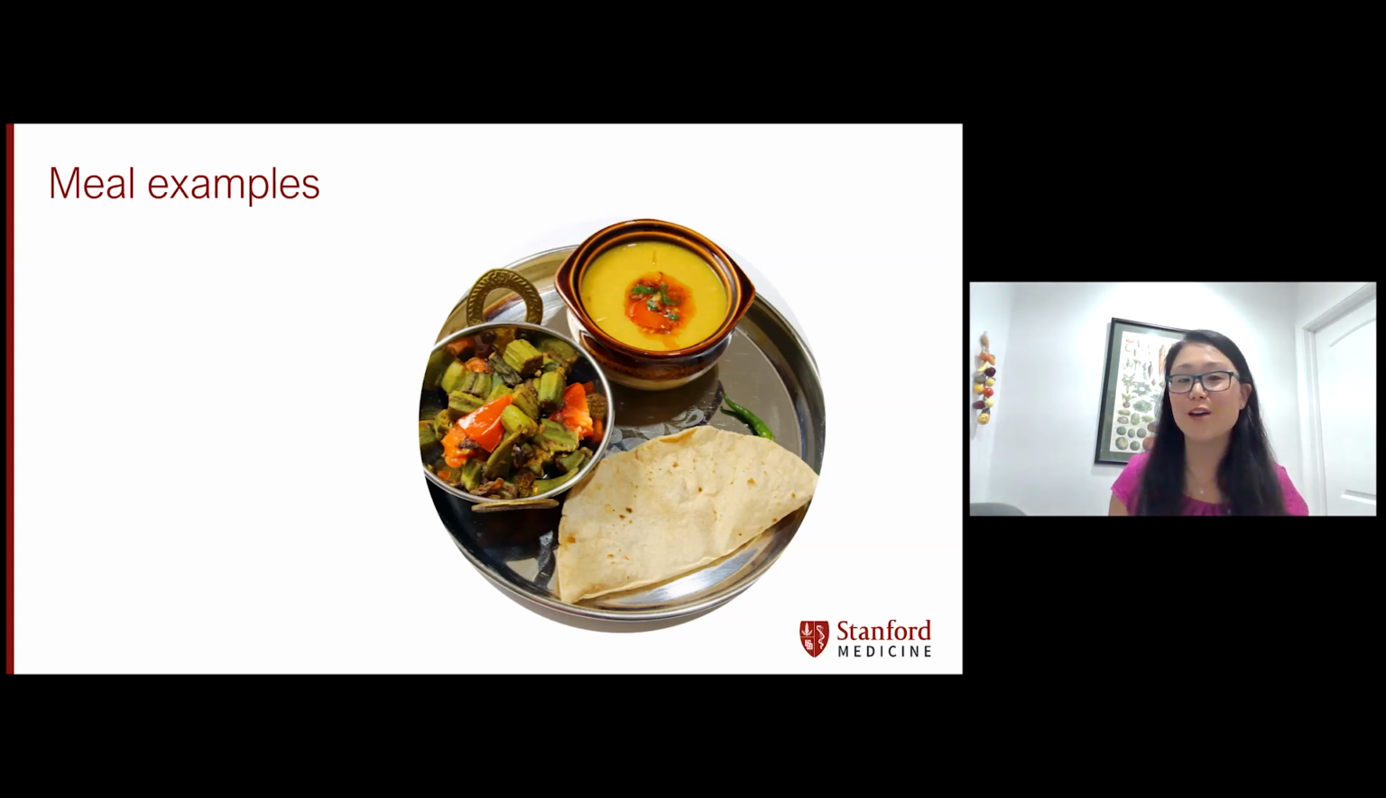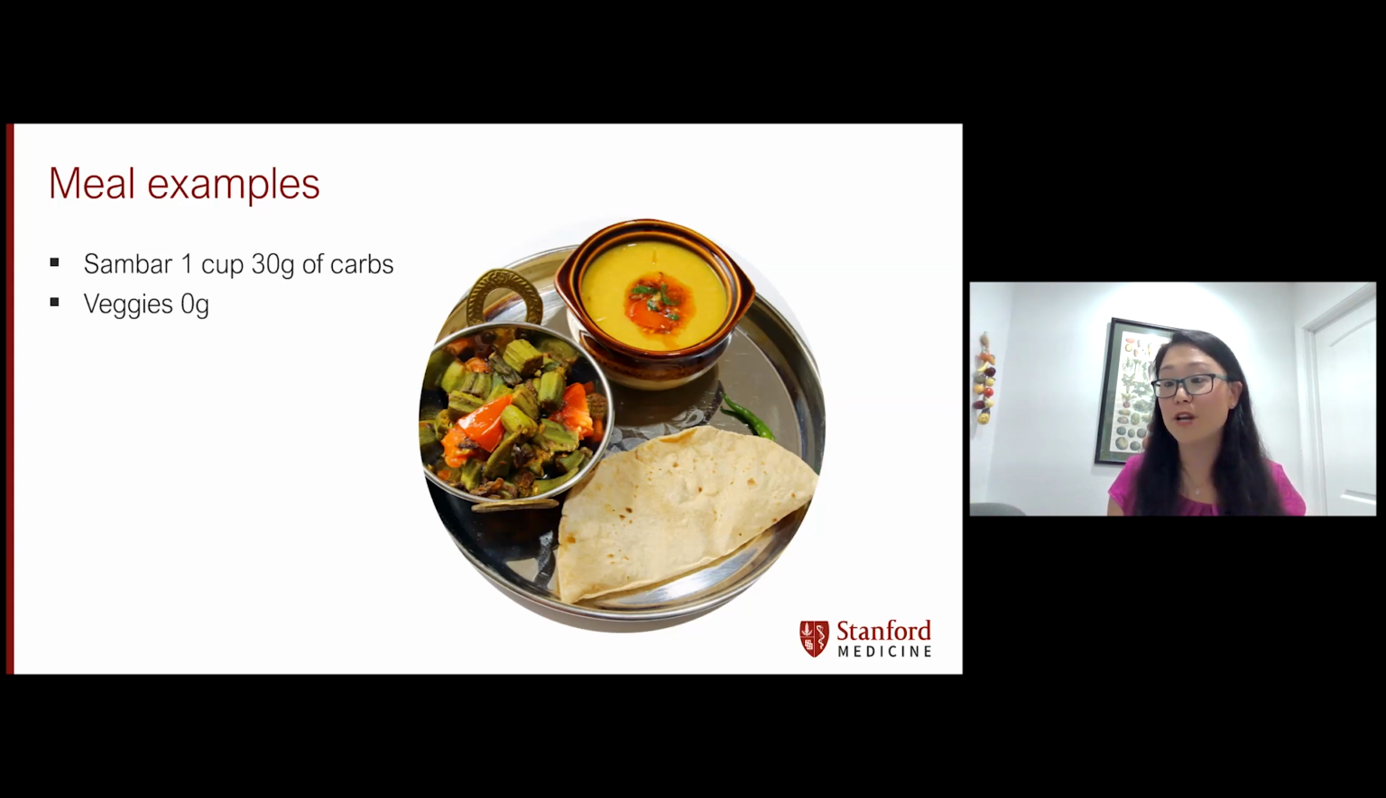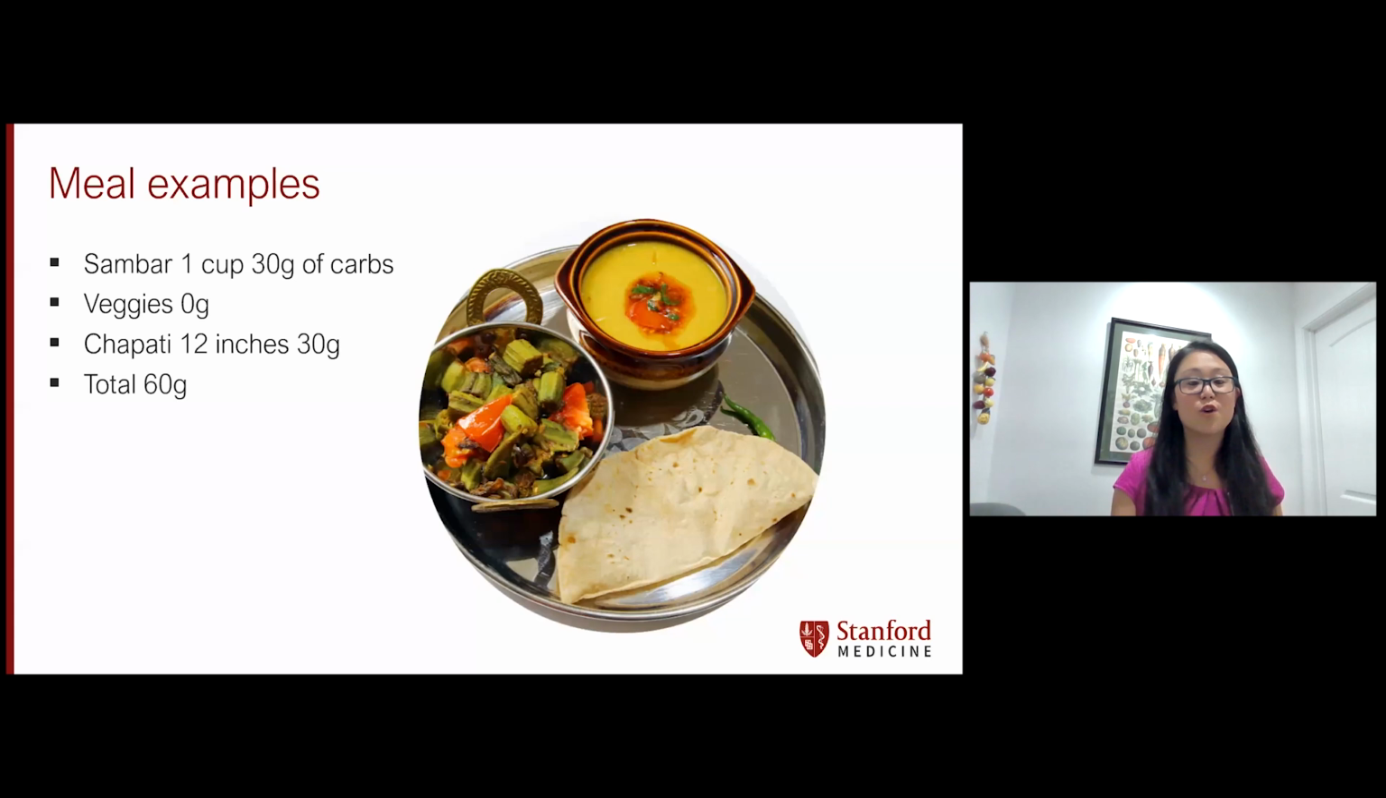So for this meal, if we think about carbohydrate counting the South Asian meal, if we look at the sambar, I would say a cup of sambar, which is like a lentil-based soup, is about 30 grams of carbohydrates. These veggies, for example, I would actually count them as 0. They're all pretty high fiber. For diabetes 3C, I would say this is 0. If you wanted to be very precise, I'd say this cup is probably 3 carbs. You could add it if you wanted to. And then the chapati or the tortilla is about 12 inches, 30 carbs, made from flour. So this gives us a grand total of 60 grams of carbohydrate.